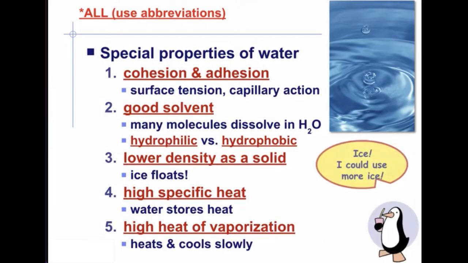Okay, so water has special properties. One of them is cohesion and adhesion. Cohesion and adhesion have to do with surface tension and capillary action. I'll explain that in a bit. The second, water is a good solvent. Many molecules can dissolve in water. Some molecules are hydrophilic versus hydrophobic. We'll talk about that in a bit. The third is lower density as a solid, wherein ice floats. It has high specific heat and high heat of vaporization. It heats and cools slowly.